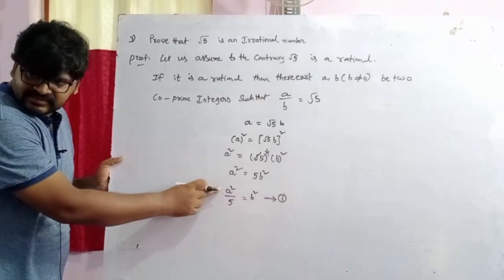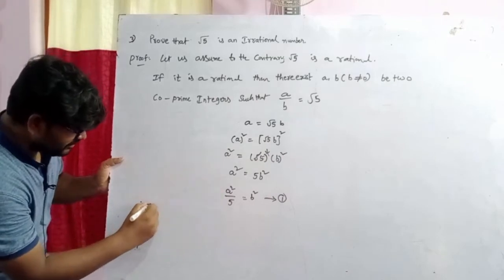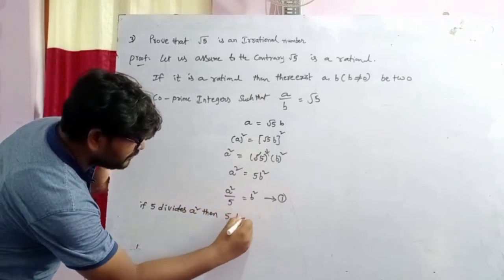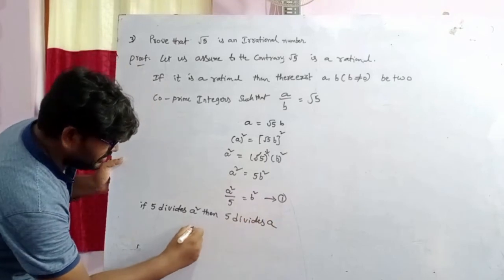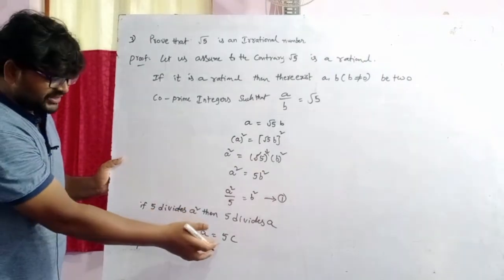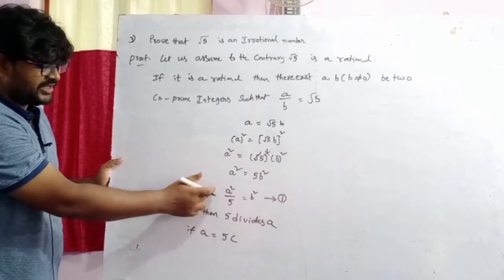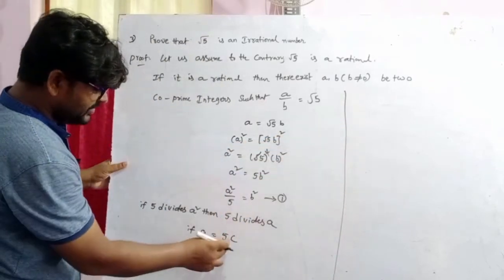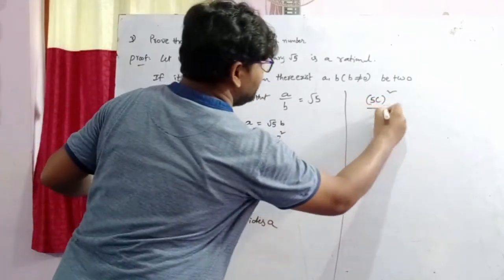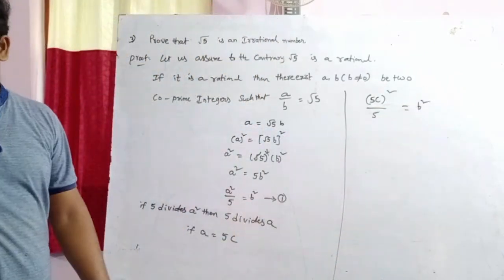Statement: if 5 divides a square, then 5 divides a. If a equals 5c, substituting the value of a in equation 1, here a square, the value of a equals 5c. So (5c) whole square by 5 equals b square.